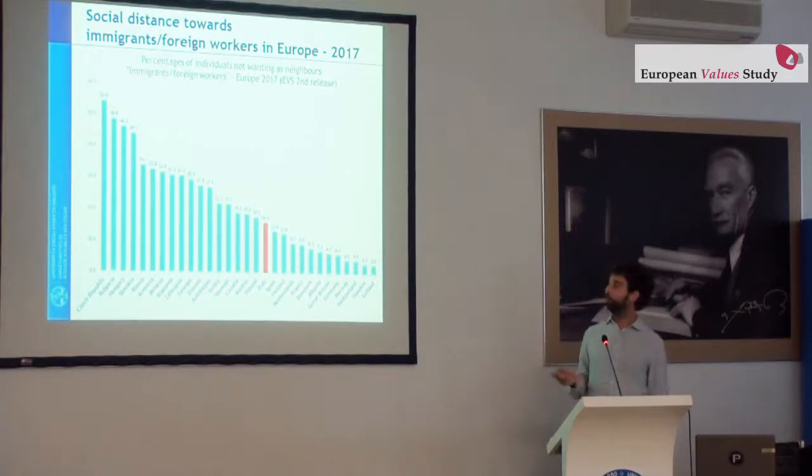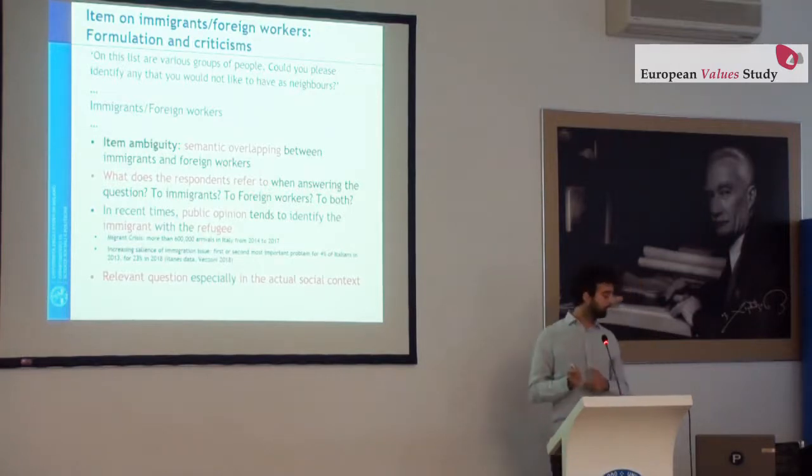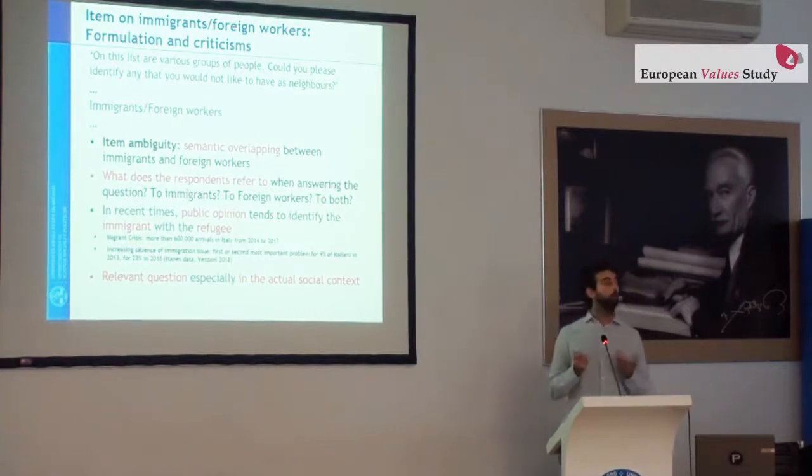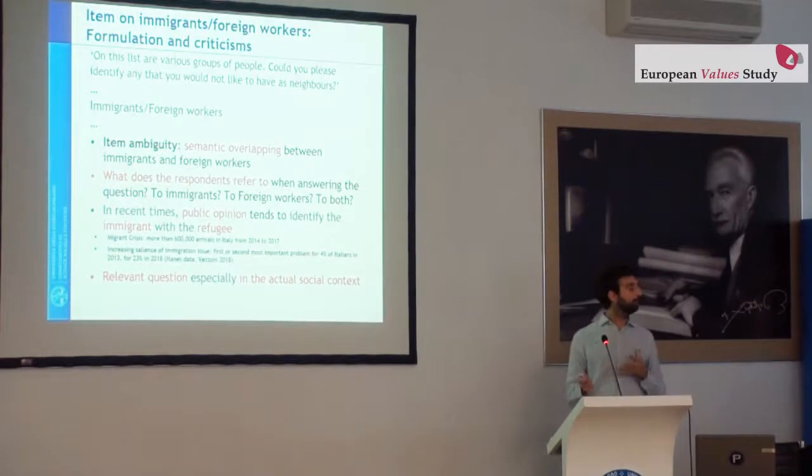So, coming to the rationale of our experiment, as I said, this is the text of the question, and there is a sort of item ambiguity because there is a semantic overlapping between immigrants and foreign workers.